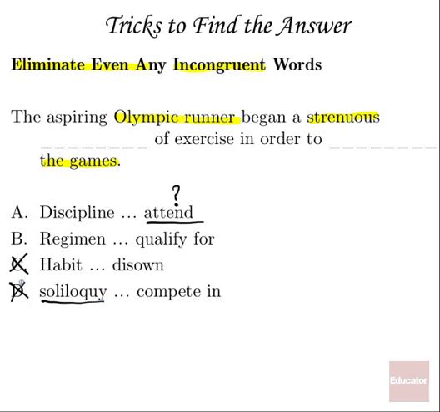I've got 2 here. They began a strenuous discipline in order to attend the games, or a strenuous regimen of exercise in order to qualify for the games. Does the runner want to watch the sports or compete in the sports? Do they want to be in the stands cheering people on, or do they want to be the person that's running after the gold? B is our correct answer here.